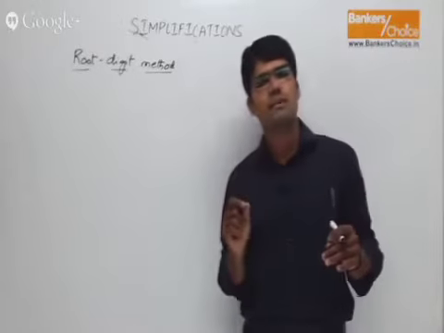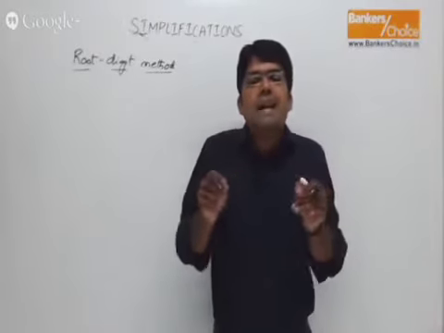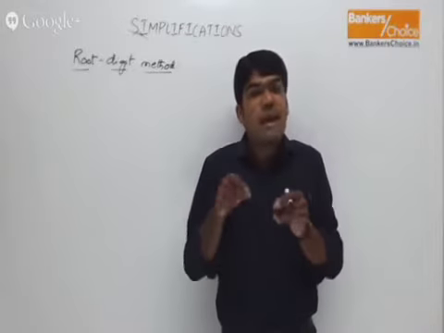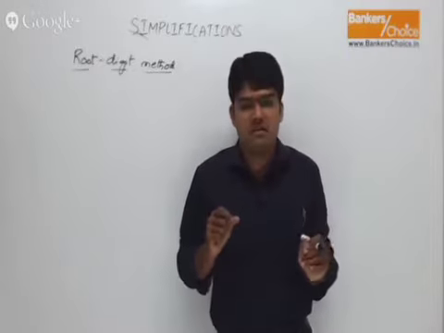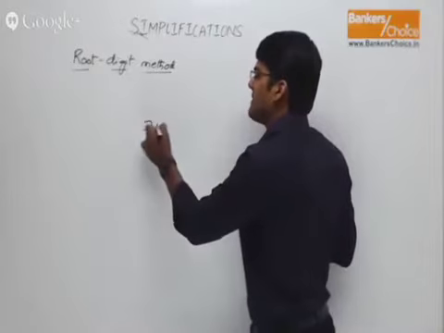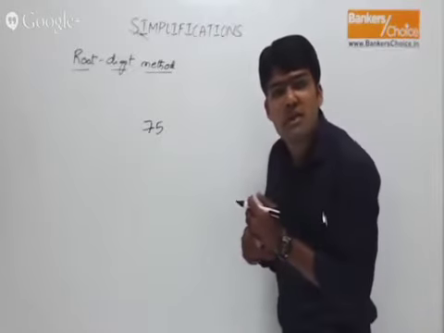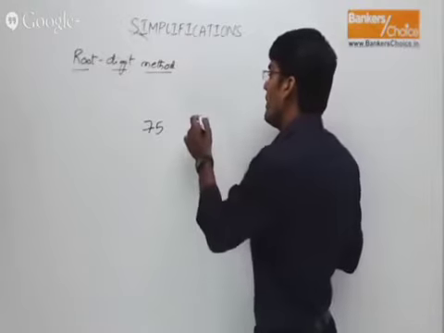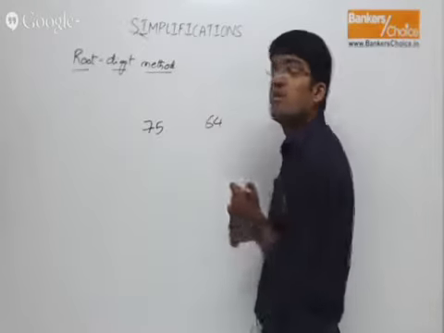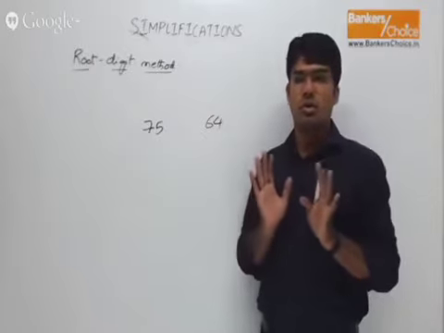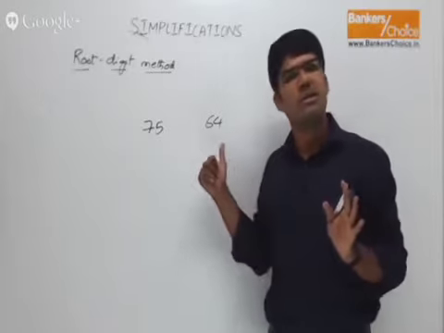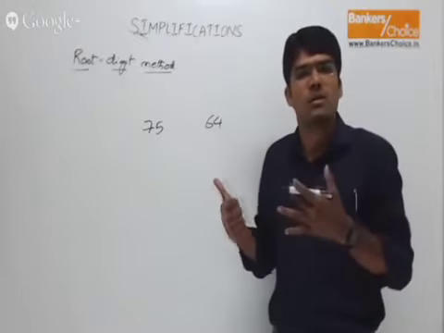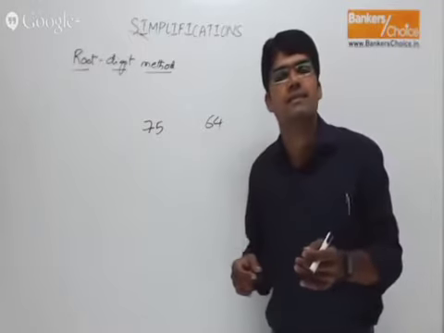Root digit is a concept where you add all the digits of a number, you keep adding the digits till you get a single digit number. For example, 75. What is the root digit of 75? See, don't confuse this with square root. For example, 64. What is the root digit of 64? Don't say it's 8. No, I'm not asking you the square root. Square root is 8, but root digit is not 8. What do you mean by root digit? Add the digits till you get a single digit number.